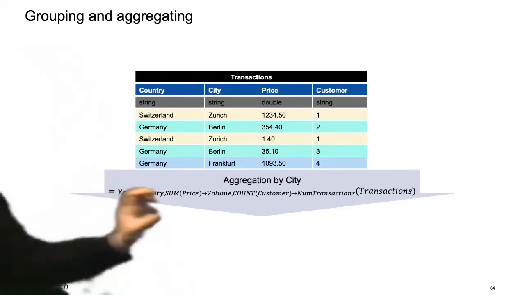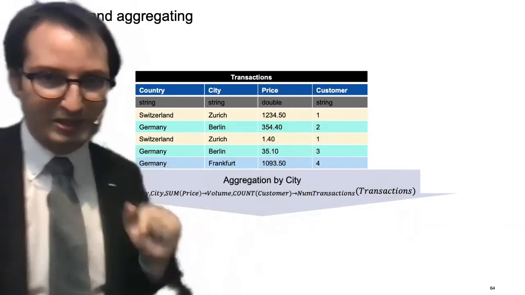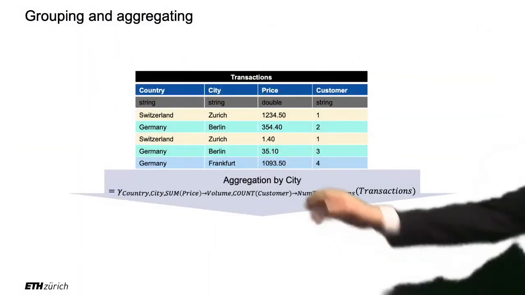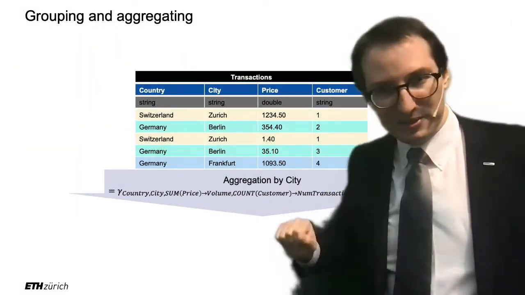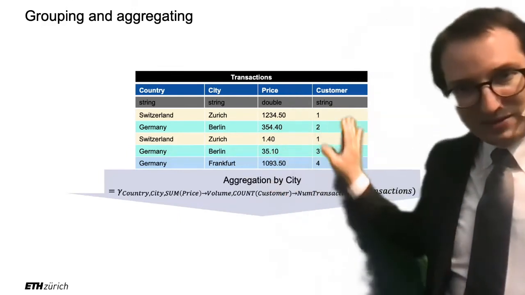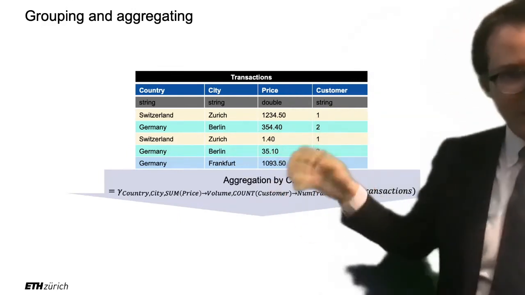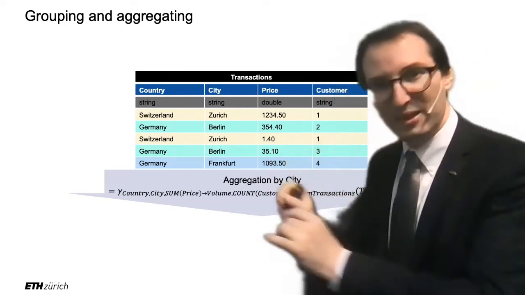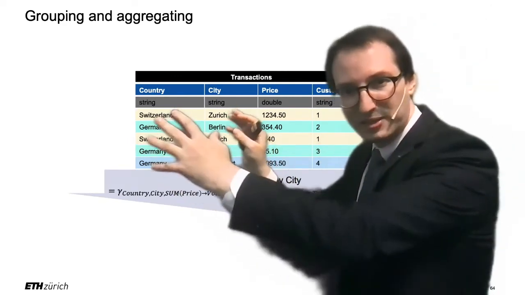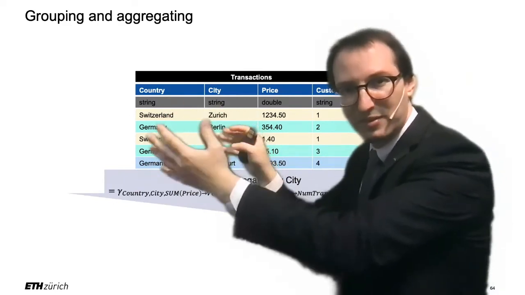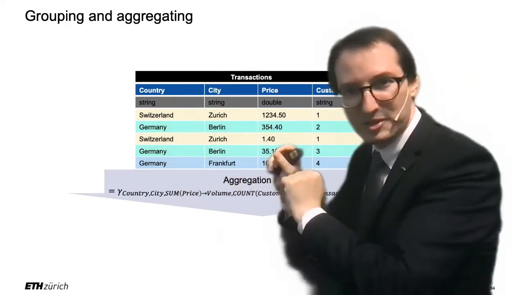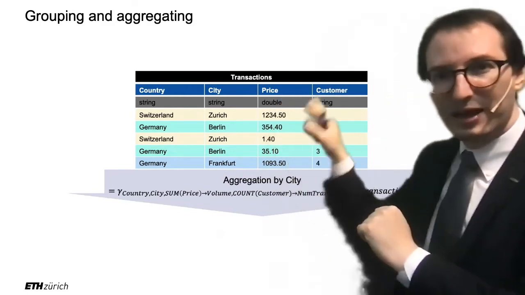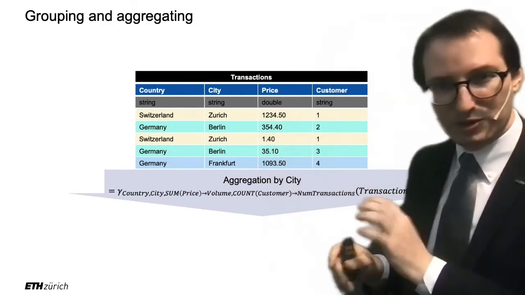And we take gamma of the table transactions here. So imagine I have countries and cities. I have a price and I have a customer. For example, I don't know, real estate or whatever. What we want to do is group by country and city. Whenever we are in the same city, in the same country, we want to put them in the same group, and we want to aggregate on the other columns, the price and customer.